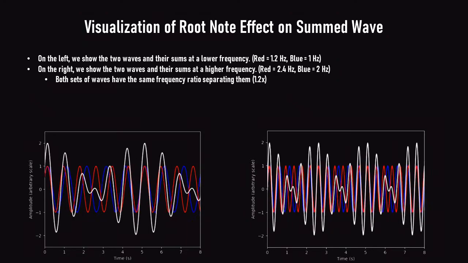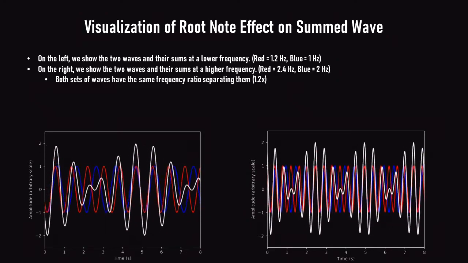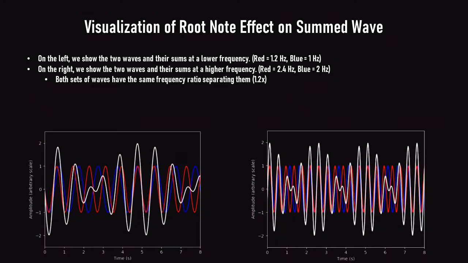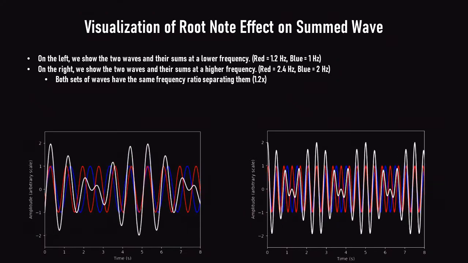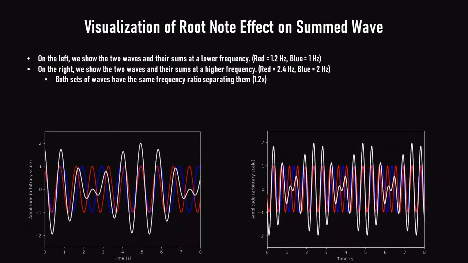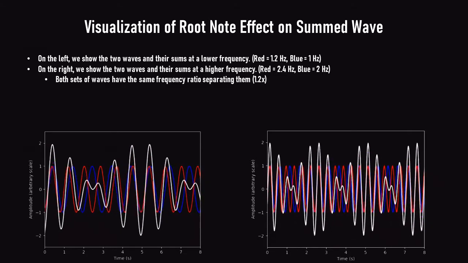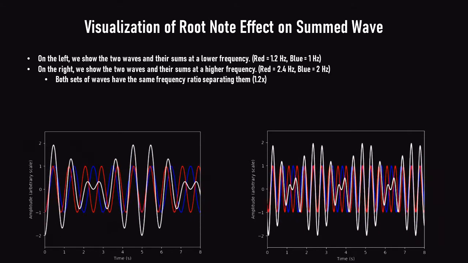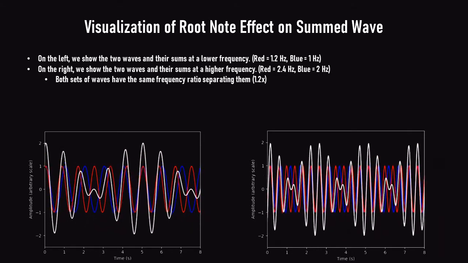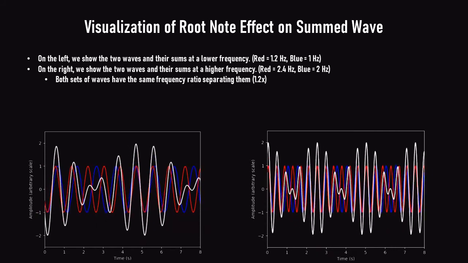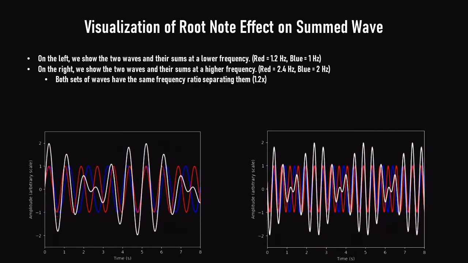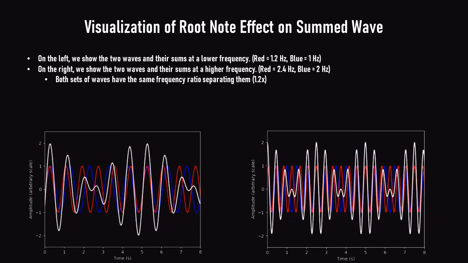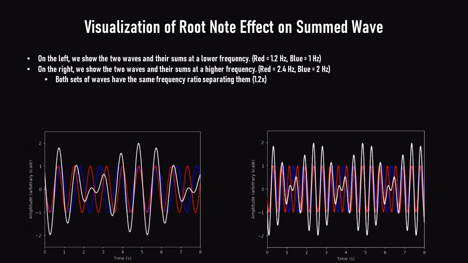On the left, we have the same 2 sine waves as before, with blue having frequency 1 Hz and red 1.2 Hz. On the right, we have 2 sine waves, with blue having frequency 2 Hz and red having frequency 2.4 Hz. The waves within these 2 sets have the same frequency ratio separating them to simulate the frequency spread of a unison. So for both of these plots, the red wave has a frequency that's 1.2 times the frequency of the blue wave. And the sums of the waves are plotted as well in white for both sets. So the white waveform would be our resulting output for both sets of waves.